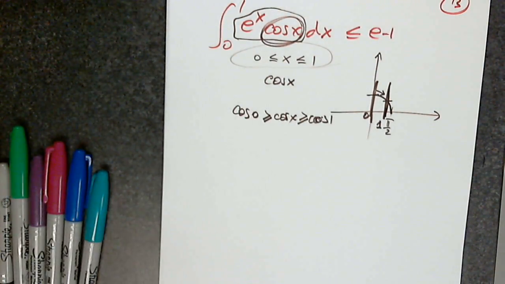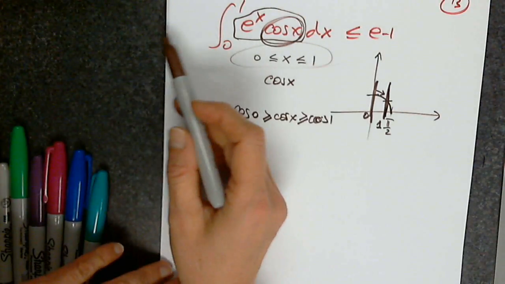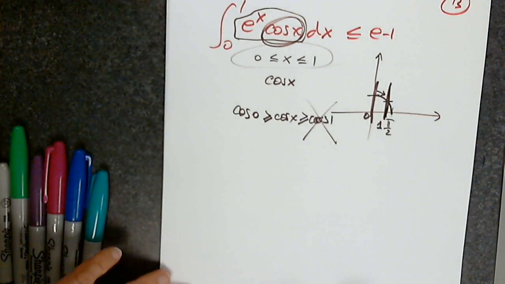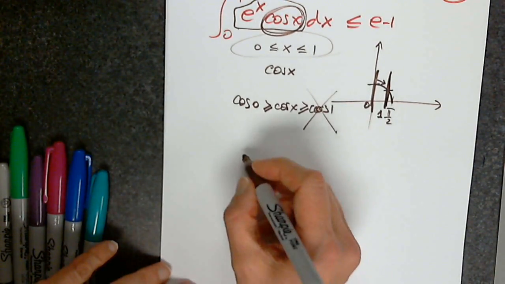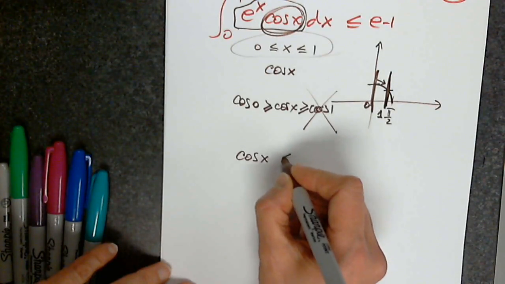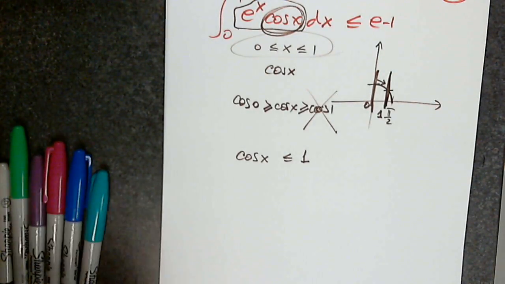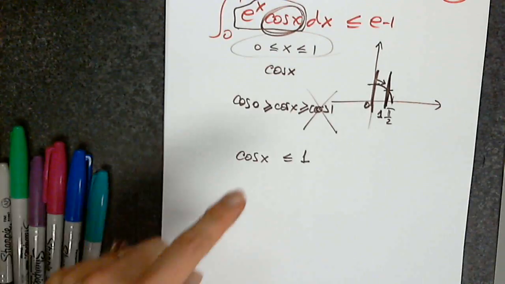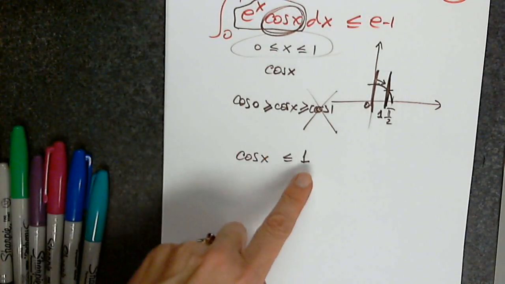And again, you have to be very careful. If the function is increasing, then you're safe. You keep the inequality symbols as they are. But if the function is decreasing, you have to switch the inequality symbol. Since I do not have this side, I don't care about this. All I know so far is that cosine is less than or equal to 1. Cosine 0 is 1.